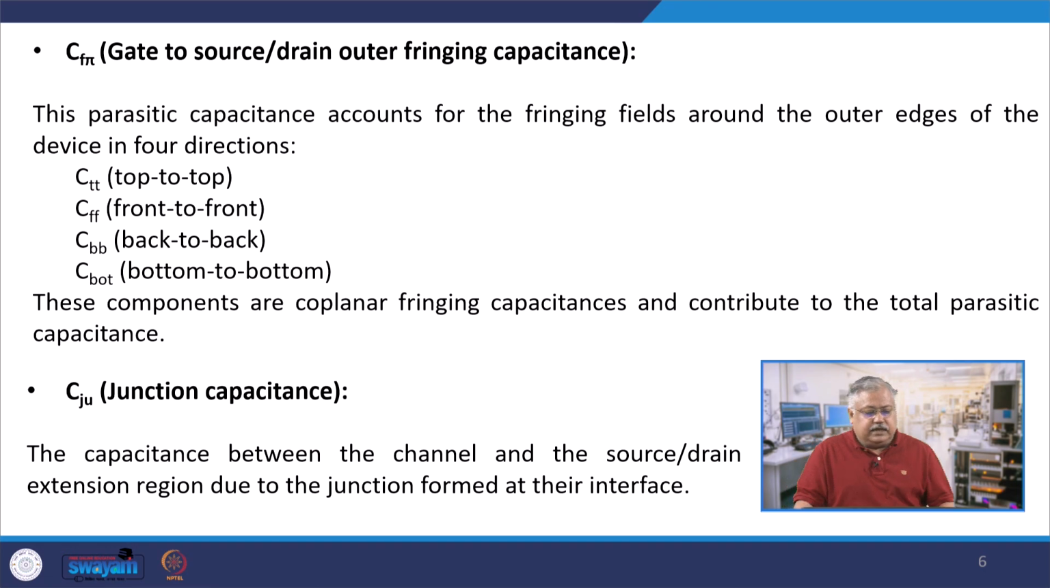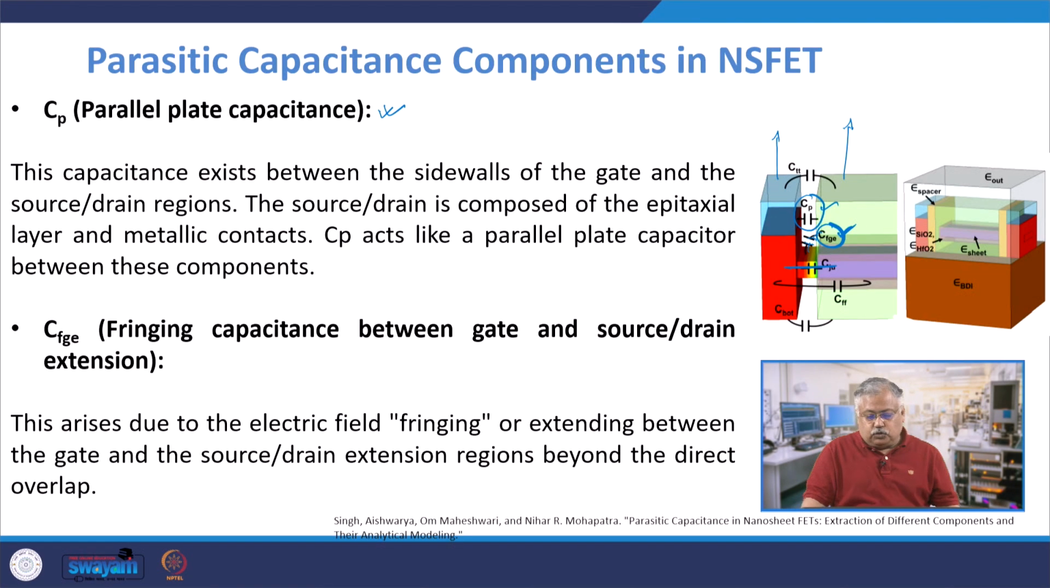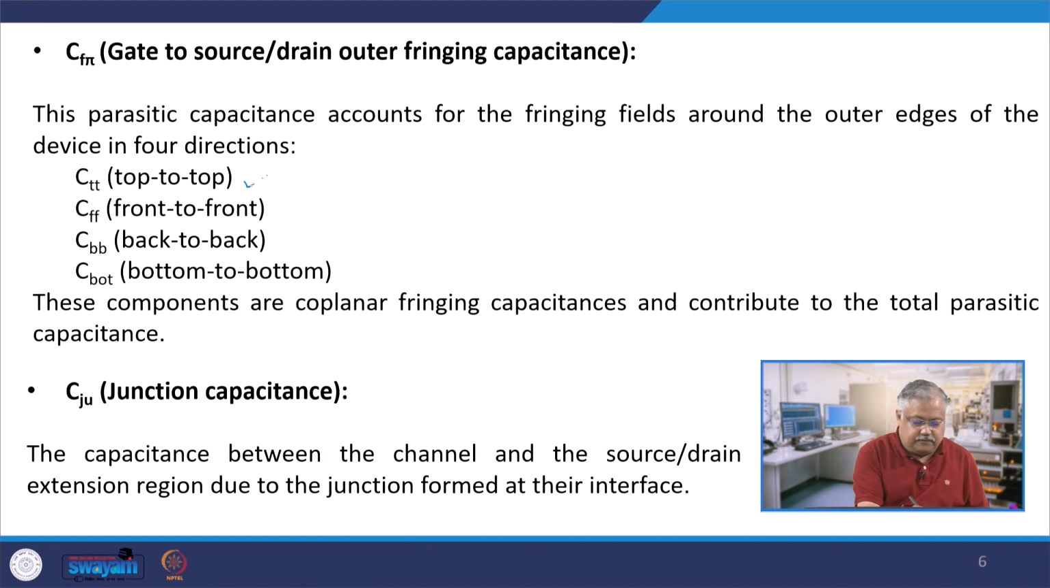Now then, CF pi I have written it. So inner fringing field will be there, and there will also be an outer fringing field. So there are 4 directions in which it can go, basically top to top, front to front, and so on. You see, I have a channel here, I have a drain to source here, right? So there can be a top to top capacitance here, bottom to bottom capacitance here, right? So therefore this takes care of C top to top and C bottom also.